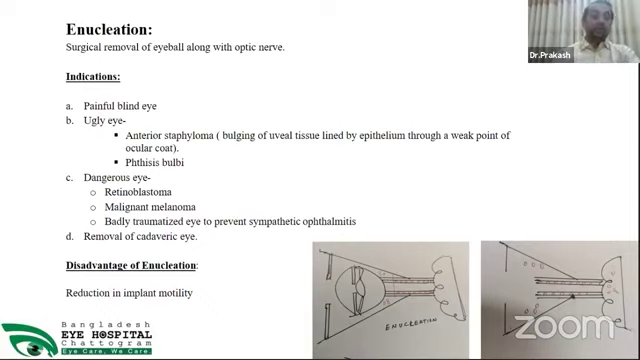So you can get some images of phthisis bulbi and anterior staphyloma if you go to Google and the internet. Unfortunately, I forgot to put them over here. So you can look at these two images, phthisis bulbi.